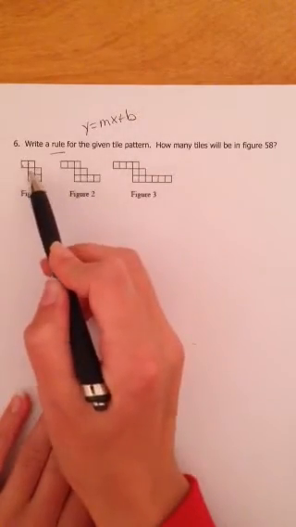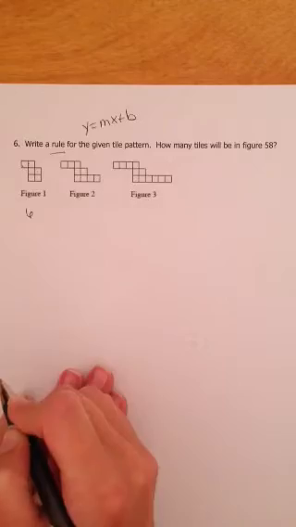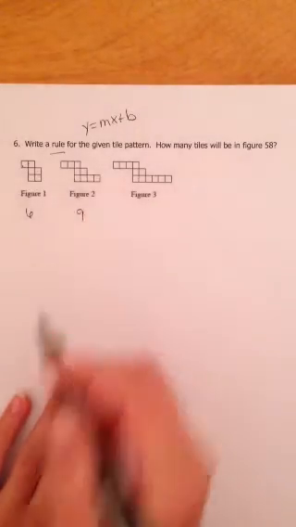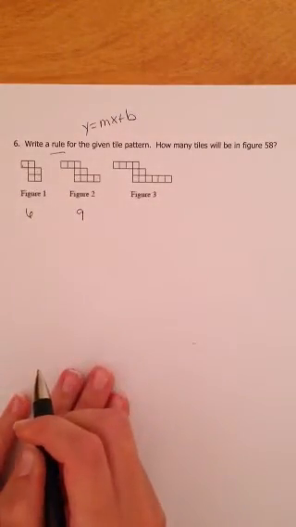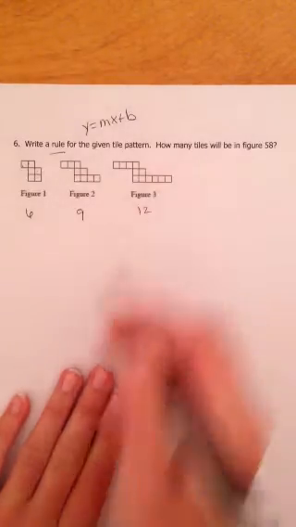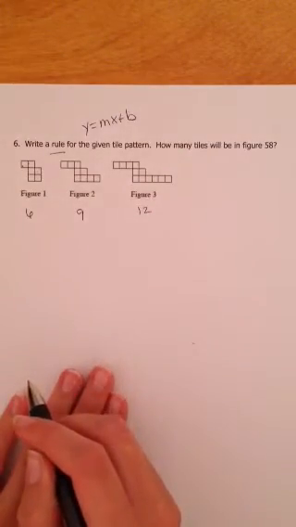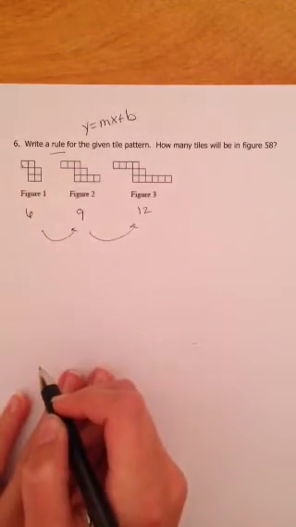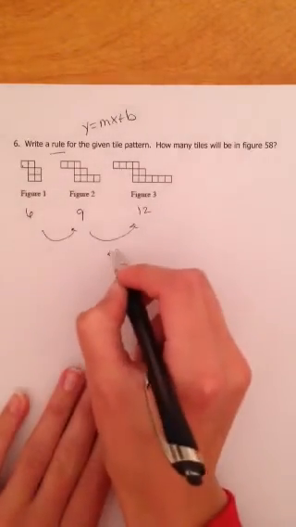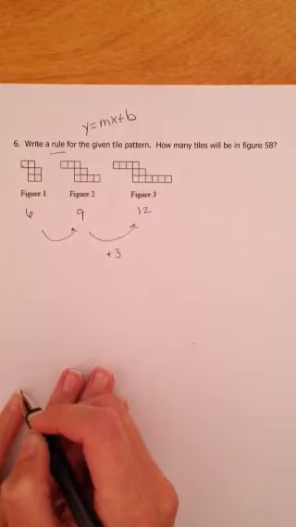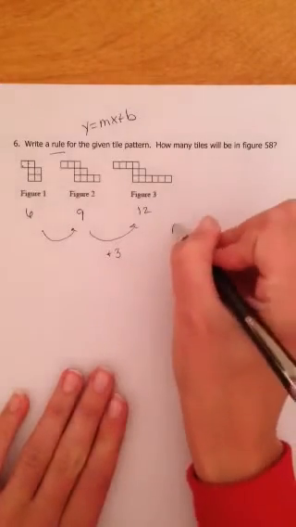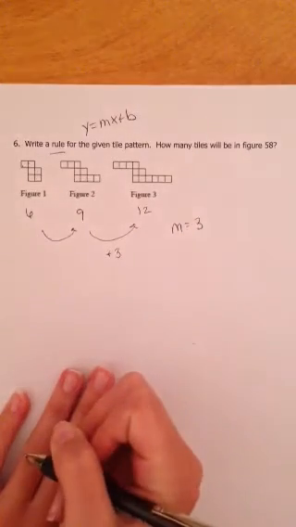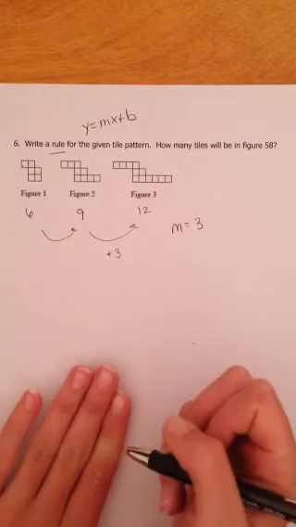So I'm going to count 1, 2, 3, 4, 5, 6. There's 6 in figure 1. Then there are 9 tiles in figure 2 if I count those up. And there's going to be 12 tiles in figure 3. So the change that's happening every time, the change in my y, or the change in the number of tiles, is it's adding 3 for every figure number. So that's going to be my slope. My slope is 3. It's adding 3 new ones each time, or the growth, if you like to think of it as that.